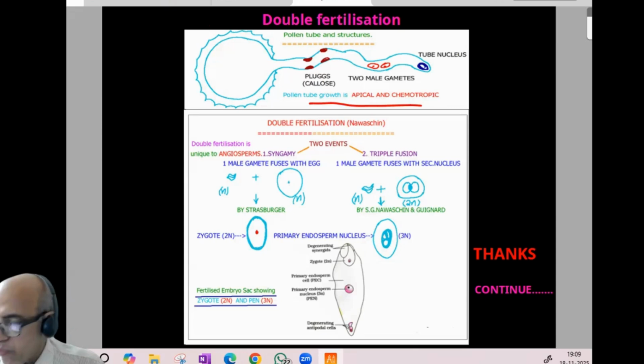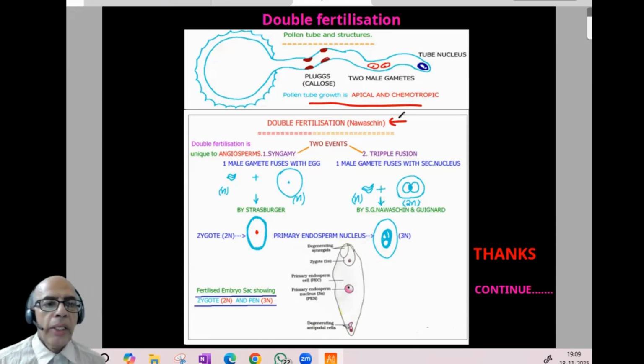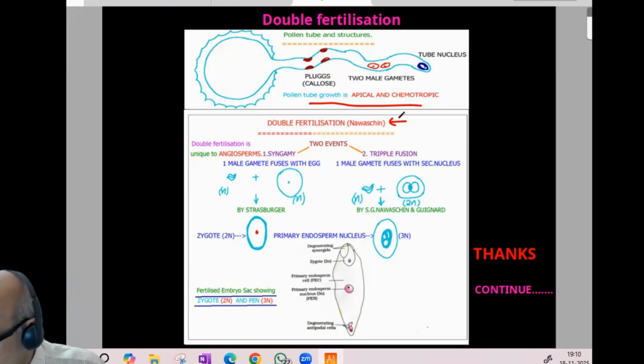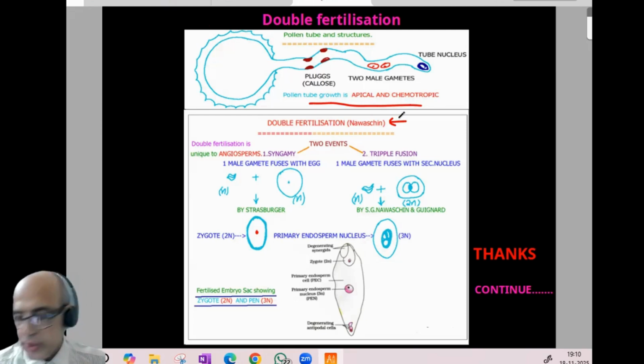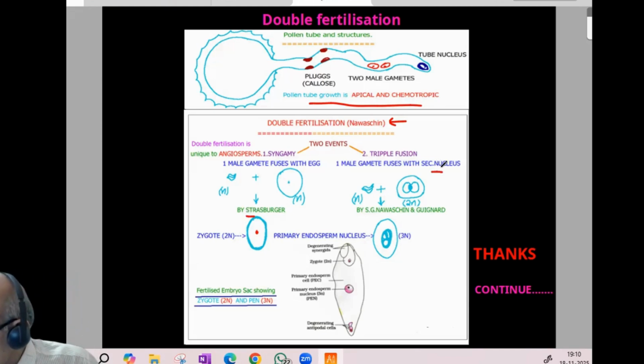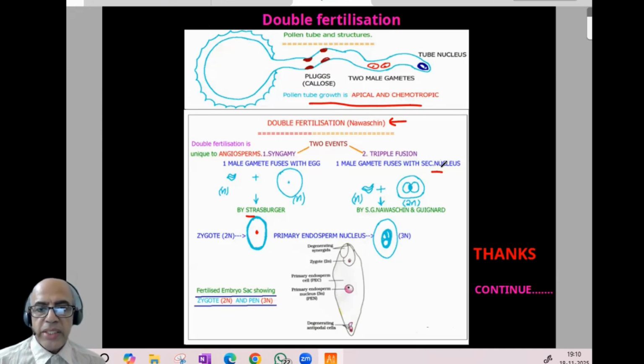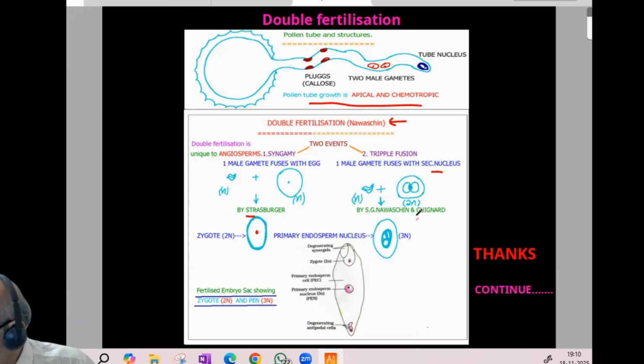Now, next is double fertilization. It was discovered by the famous scientist Navashin. In double fertilization, 2 events will be there. And remember, double fertilization is unique to angiosperms. The first event is syngamy. Syngamy means one male gamete fuses with the egg. It is explained by the famous scientist Strasburger. The second event is one male gamete fuses with the secondary nucleus, and that is given by S.G. Navashin and Guignard.